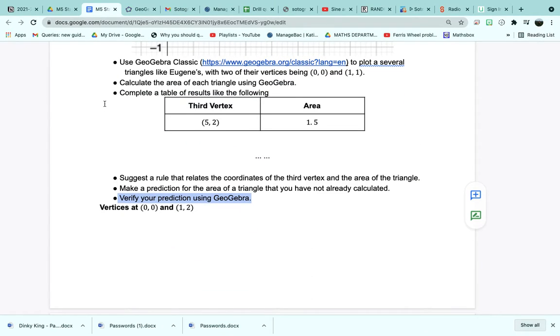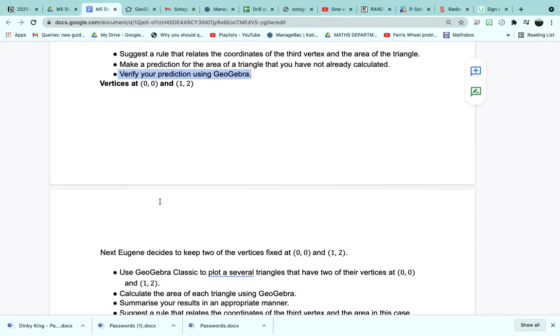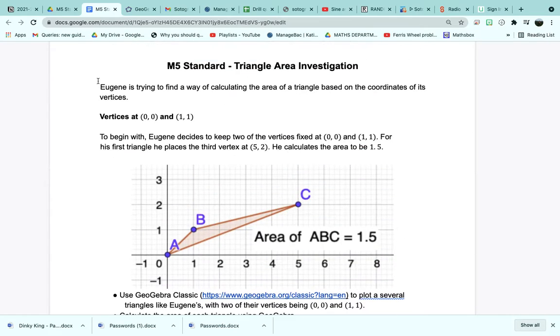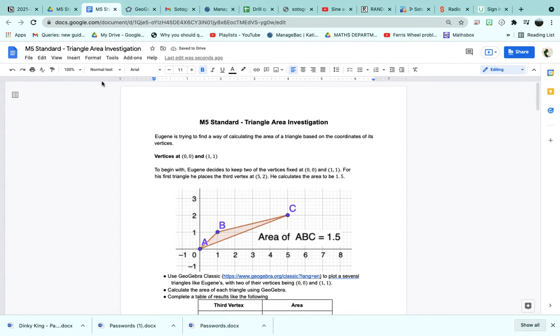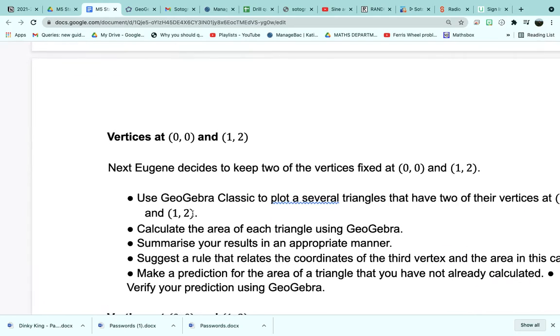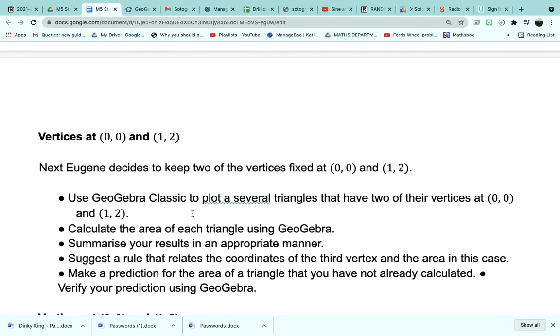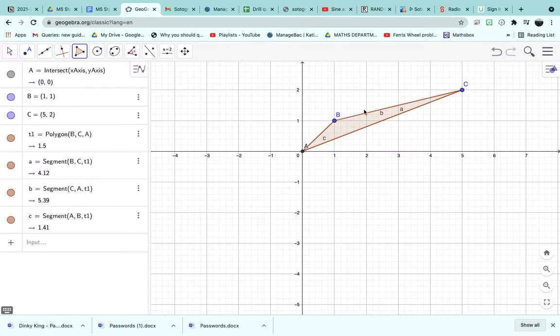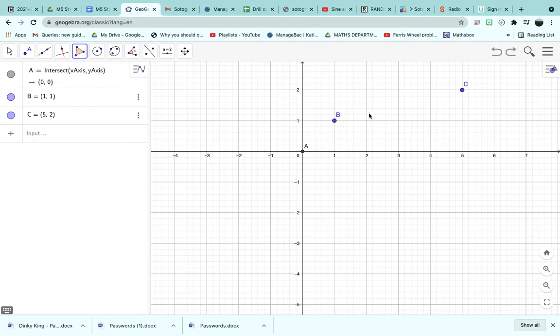So the next part is going to be the following. It says vertices at 0, 0 and 1, 2. So for this, we're going to look at the following. Next, Eugene decides to keep two of the vertices fixed at 0, 0 and 1, 2. So you go back to GeoGebra, and we're going to have 0, 0 and 1, 2. So we're going to move the B coordinate. So you need to go back on yourself and just move the B coordinate.